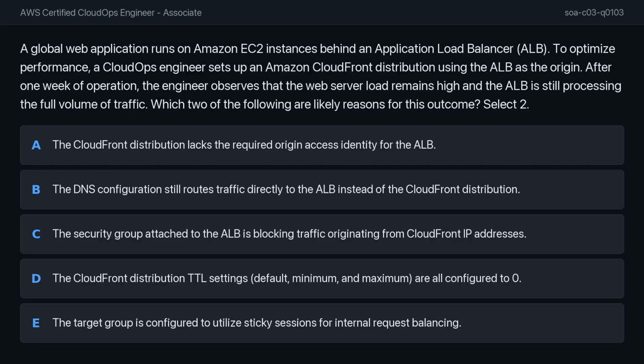Option A. The CloudFront distribution lacks the required origin access identity for the load balancer. Option B. The DNS configuration still routes traffic directly to the load balancer instead of the CloudFront distribution. Option C. The security group attached to the load balancer is blocking traffic originating from CloudFront IP addresses. Option D. The CloudFront distribution TTL settings, including default, minimum, and maximum, are all configured to 0. Option E. The target group is configured to utilize sticky sessions.